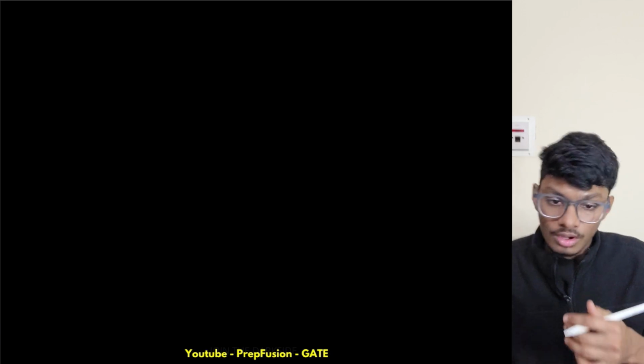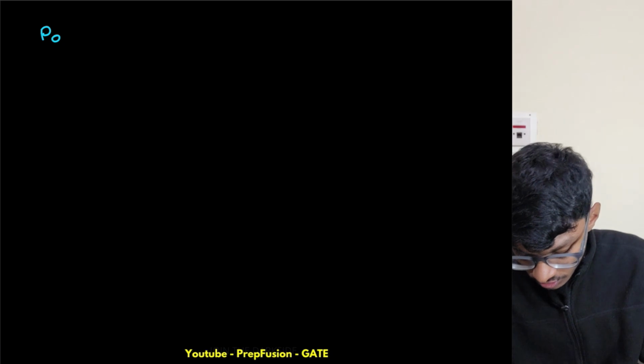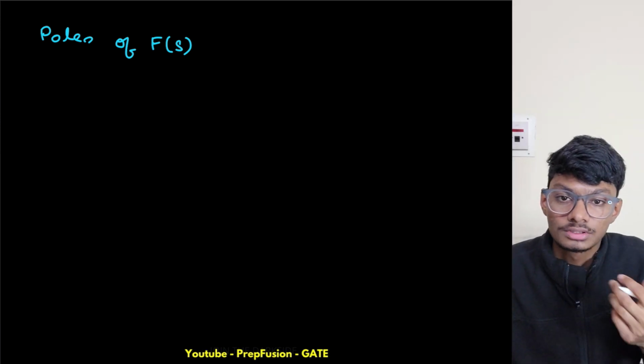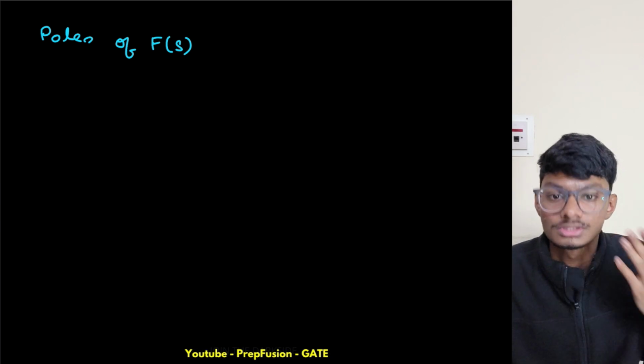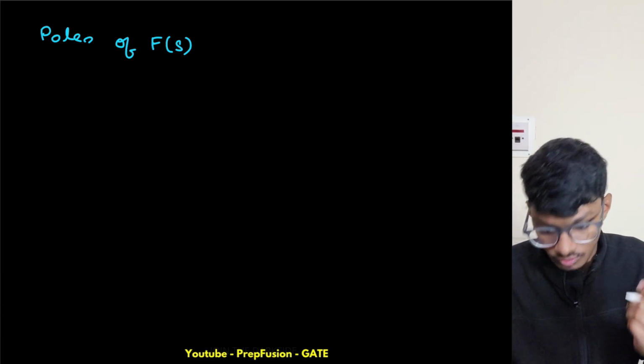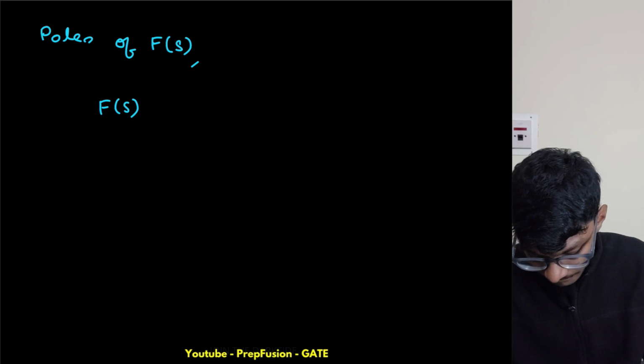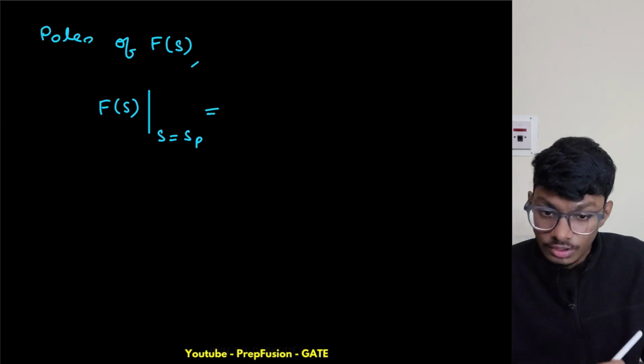Basically, first thing is, what do we mean by poles and zeros? Let me quickly revise. Poles of f of s means the values of s at which the denominator of f of s becomes 0. Obviously f of s goes to infinity, that we know. So f of s at s equals s_p tends to infinity.